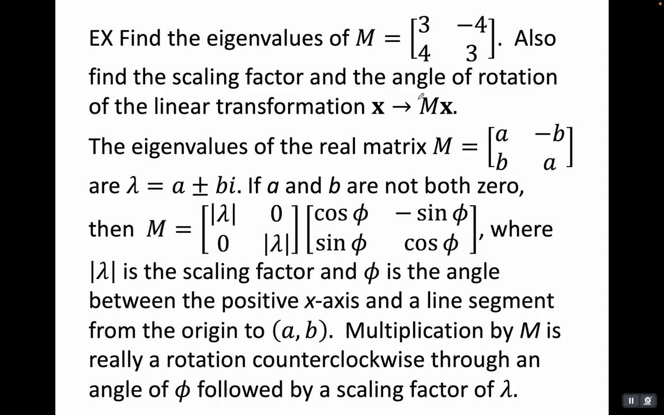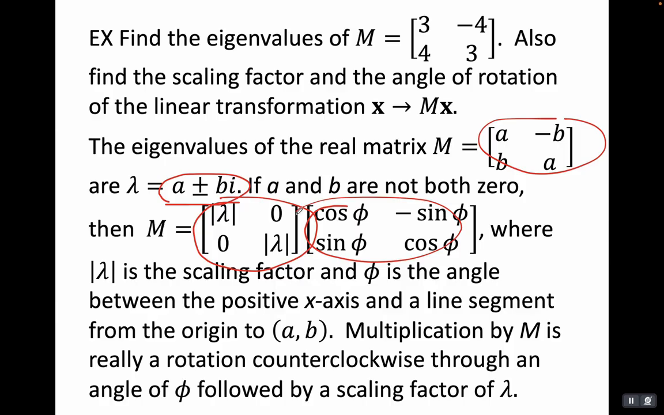Okay, the eigenvalues of the real matrix M equals [a, -b; b, a]. So again, when your matrix is in this form, a negative b, b a, the eigenvalues are going to be a plus or minus bi. If a and b are not both 0, then M can be written in this way. It turns out it's just absolute value of lambda, 0, 0, absolute value of lambda, times this matrix. This is where absolute value of lambda is the scaling factor, and phi is the angle between the positive x-axis and a line segment from the origin to (a, b).